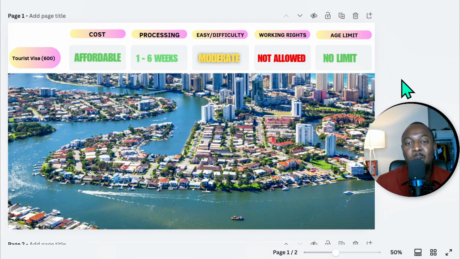Is it easy or difficult? If you meet all the requirements, I'll say it's moderate. They don't just give out these visas to everyone. Some will be lucky to get a visa grant straight away, and it also depends on your country of passport. But in a nutshell, I'll say it's moderate. If you meet the requirements, then it should be easy for you to get a visa grant. Does this visa give you working rights? No. You are not allowed to work on visa subclass 600.